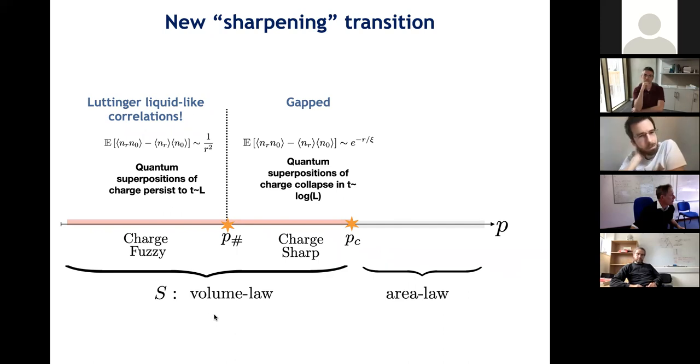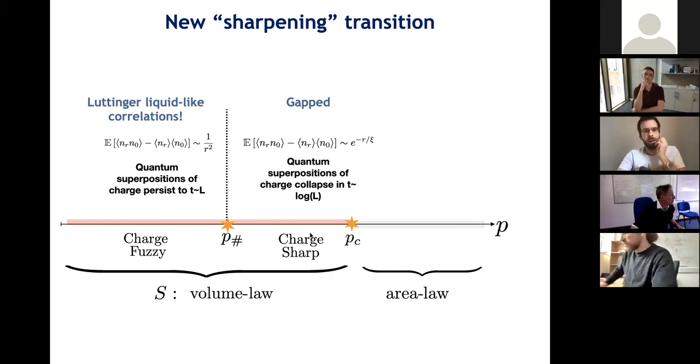If you're used to quantum dynamics, this might be a bit surprising, right? Usually we don't think of volume law states as states where you can have interesting things going on. And here, inside that volume law phase, where the state is highly entangled and highly scrambled, if you want, there's another phase transition which has to do with charge. I'm going to call this P sharp. In the different phases, I'm going to call them charge fuzzy and charge sharp.